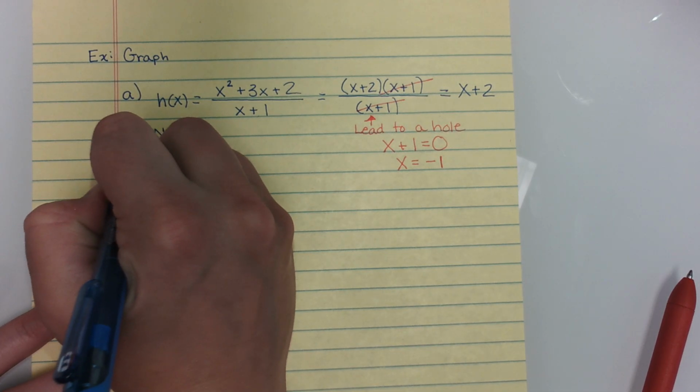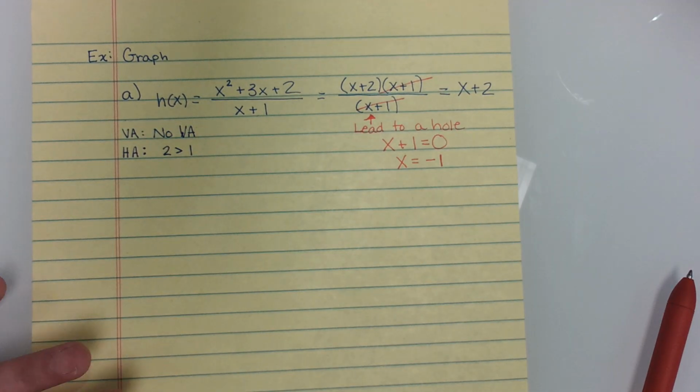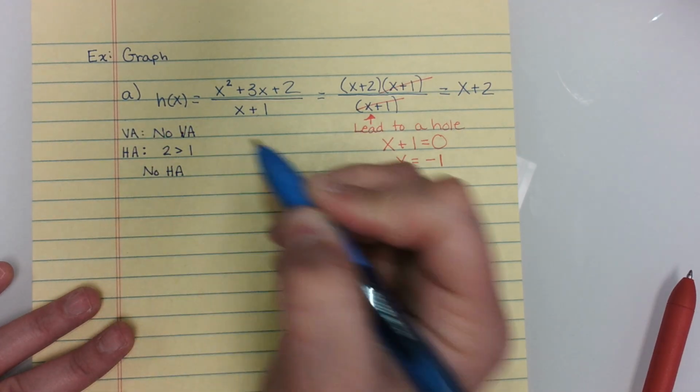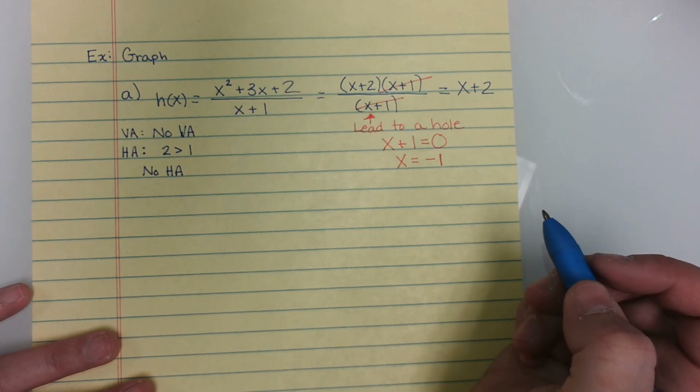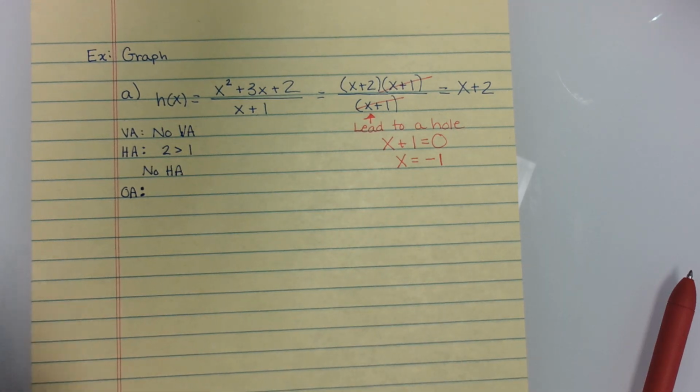If I check horizontal asymptotes, my degrees are 2 and 1. If the degree of the top is bigger, what does that mean? No horizontal asymptotes. If there's no horizontal asymptotes, I check for oblique asymptotes. Oblique asymptotes require long division. They occur when the numerator is 1 higher than the denominator in degree, but the denominator doesn't cancel out completely.